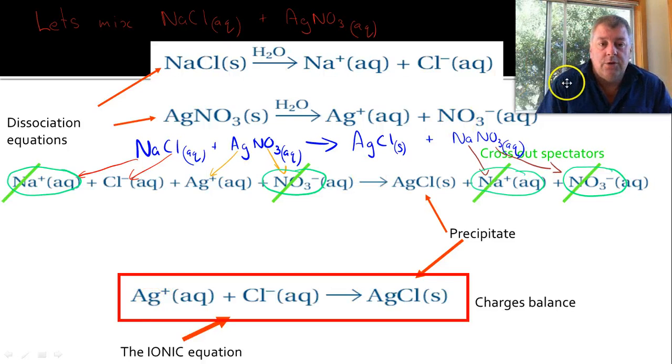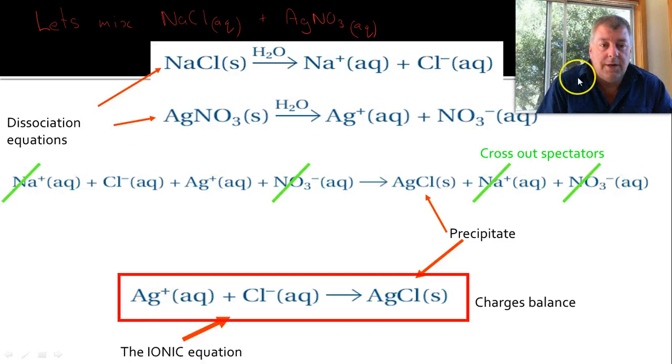Now the way I showed you earlier is, as soon as you recognize what the precipitate is, you can just write the precipitate, then write the ions that go to make up the precipitate, and you should have the ionic equation. Works every time. Right, let's get rid of that.